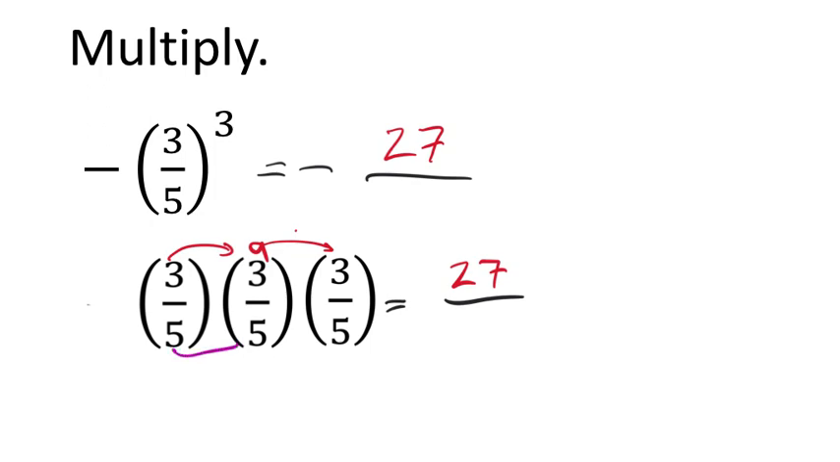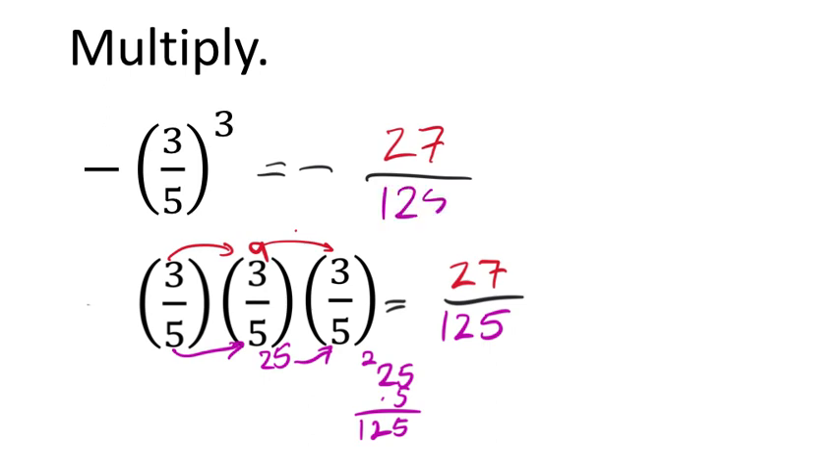In the denominator, we've got 5 times 5, which is 25. But then I've got to do 25 times 5. So 25 times 5. 5 times 5 is, well, 25. Carry the 2. 5 times 2 is 10, but add the 2 makes it 12. So the 125 denominator. And I'll write that into my final answer.